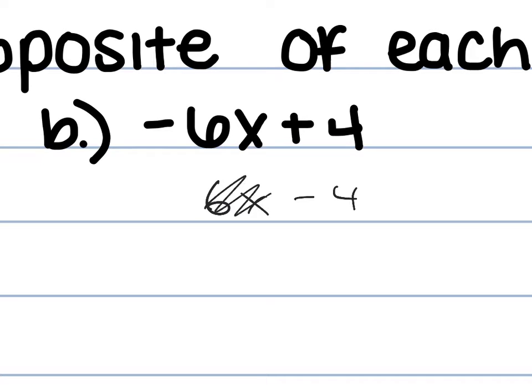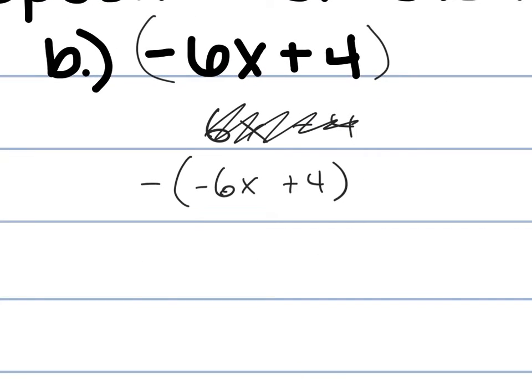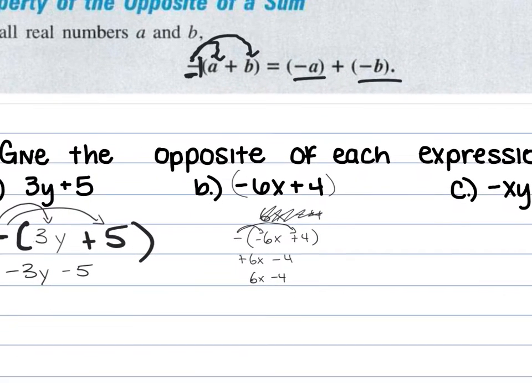So instead of writing 6x minus 4, just know that we need the opposite of that. So negative 6x plus 4. Put a negative out front and now distribute it. And now you're okay. Negative times negative is positive 6x. Negative times positive is negative 4. So 6x minus 4. That's what I need to see for this.